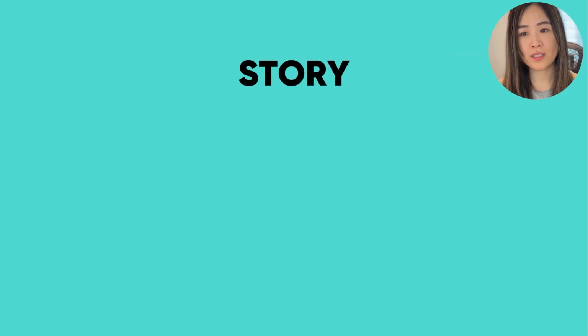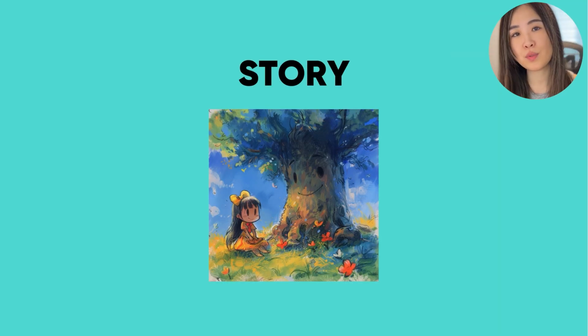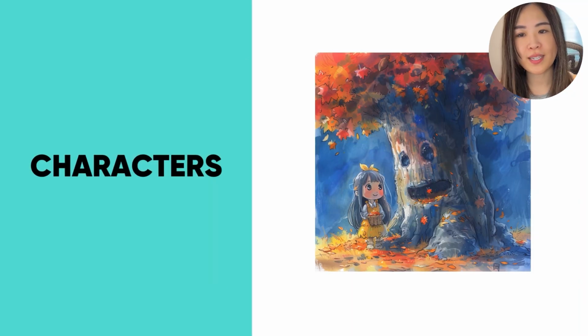So first in the process, we want to have our story in mind so we can determine the characters we want in our story. For my storybook, I have a little girl and a personified maple tree. So keep your character details in mind so we can later use these to ensure our character consistency.